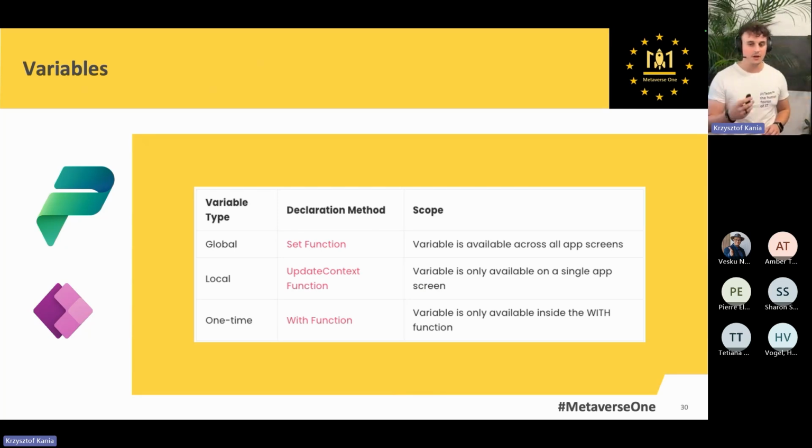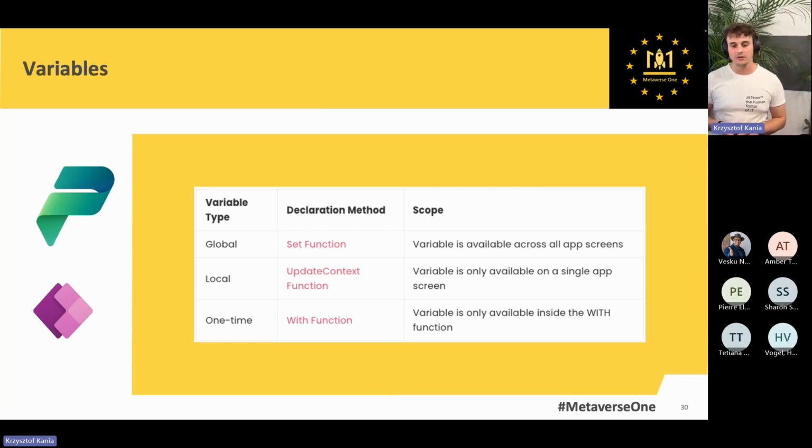We have a global variable, which is available across all application screens. What does it mean? It is available everywhere, always from each screen. It is ready to use. And we'll go to how to declare those later. Next one, we have local variable. Local variable is available only in a single screen. We can, and I will show you how to achieve it, pass that local variable between screens. So it actually, we can say, will live between two different screens.